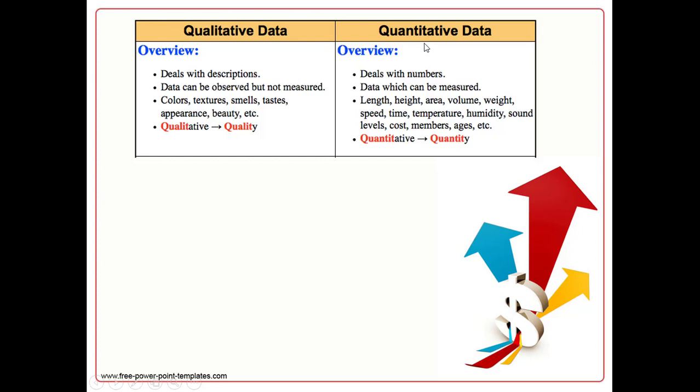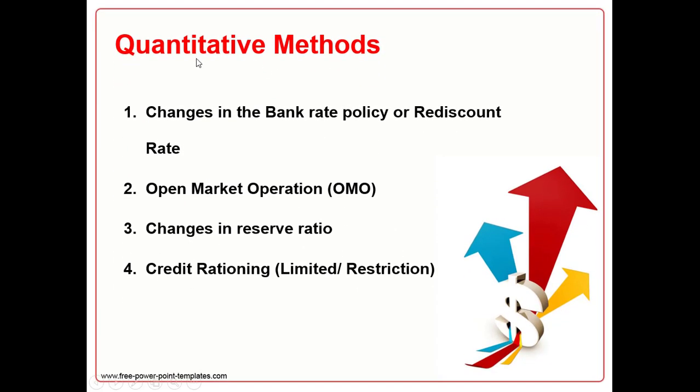In quantitative methods, the central bank is making some changes, maybe in rates, and in the qualitative method, the central bank is directing all banks by just writing or passing descriptions to them. Quantitative deals with numbers and qualitative deals with descriptive measures. Now, quantitative methods. There are four quantitative methods, which are the physical methods which deal in changing some numbers up or maybe down. So the first is changes in bank rate policy, which is also called rediscount rate policy.